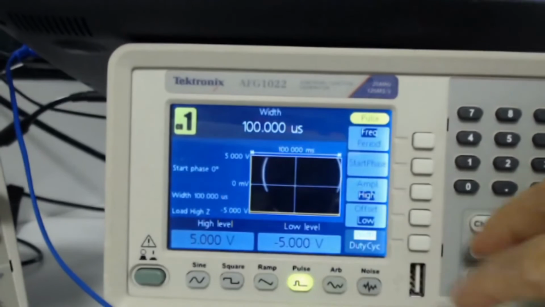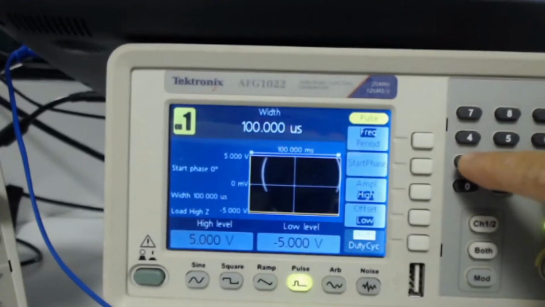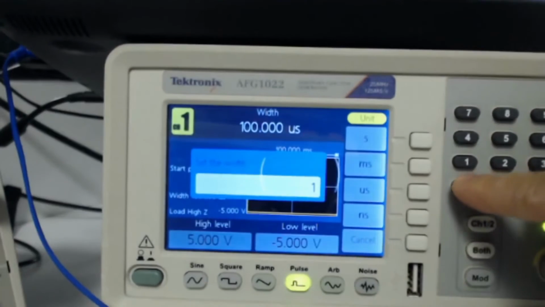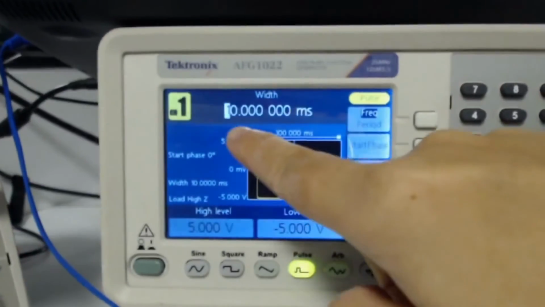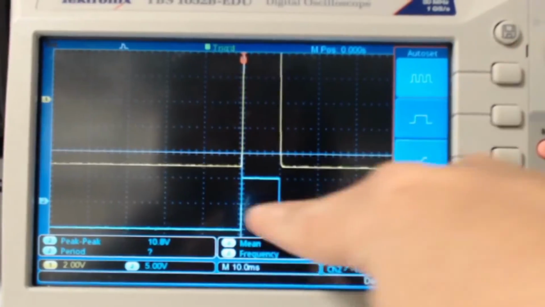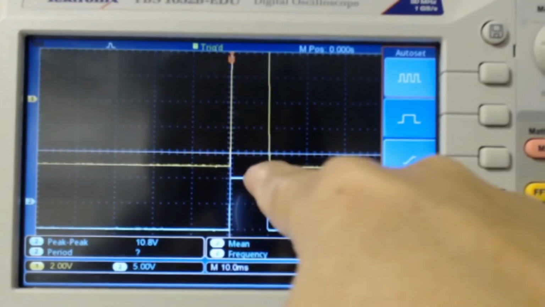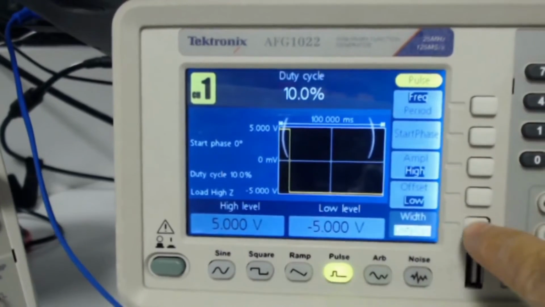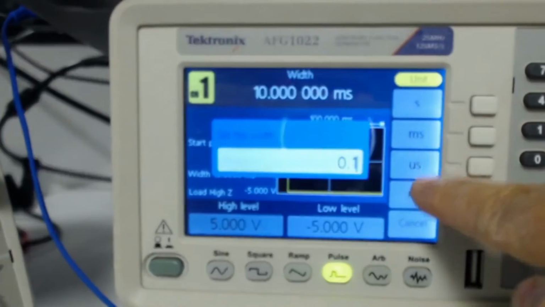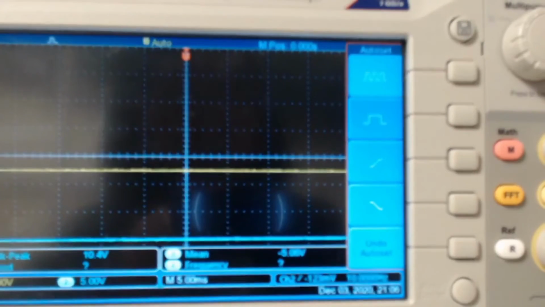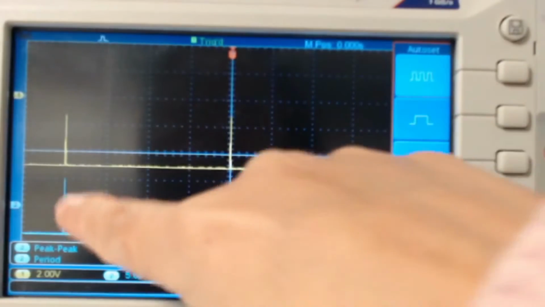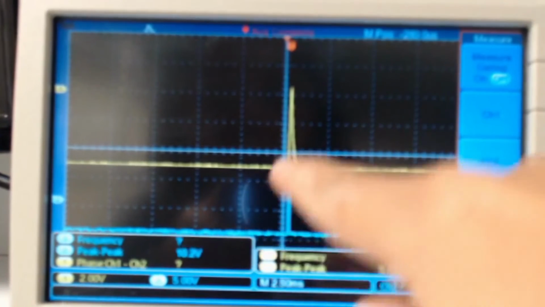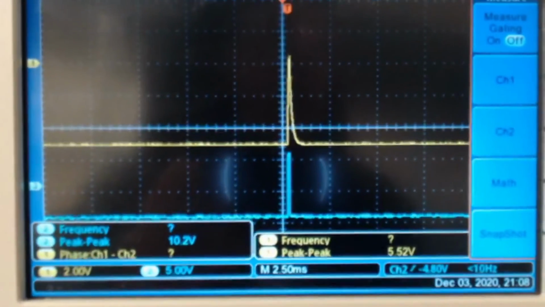So for example, if I make it bigger, do you see? The width is big. Look at this, it is not an impulse. This is like a square wave. I will make it 0.1 millisecond. If I zoom in, it is still very small. So this is the pulse, and this is our system response.